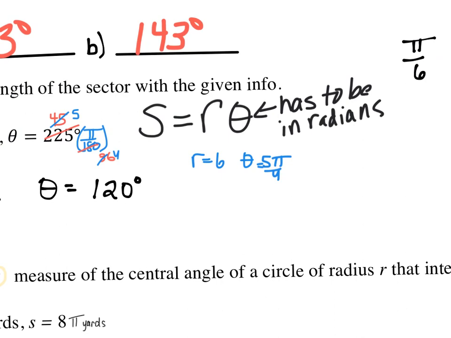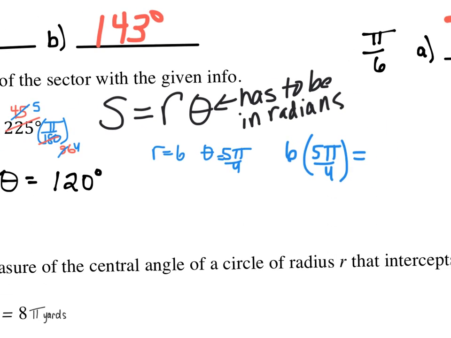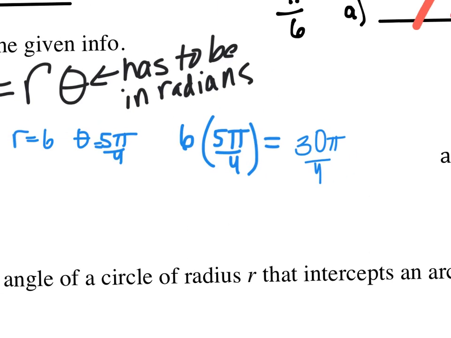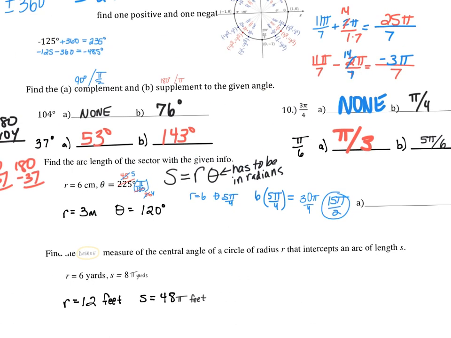If I'm asked to find the arc length, we say 6 times 5 pi over 4. You can simplify now or you can simplify at the end. If I multiply across, 6 times 5 is 30, and 30 pi over 4. Or you can simplify inside. It doesn't matter, but you have 30 pi over 4. What does that reduce to? So 15 pi over 2. That's our arc length for that one.